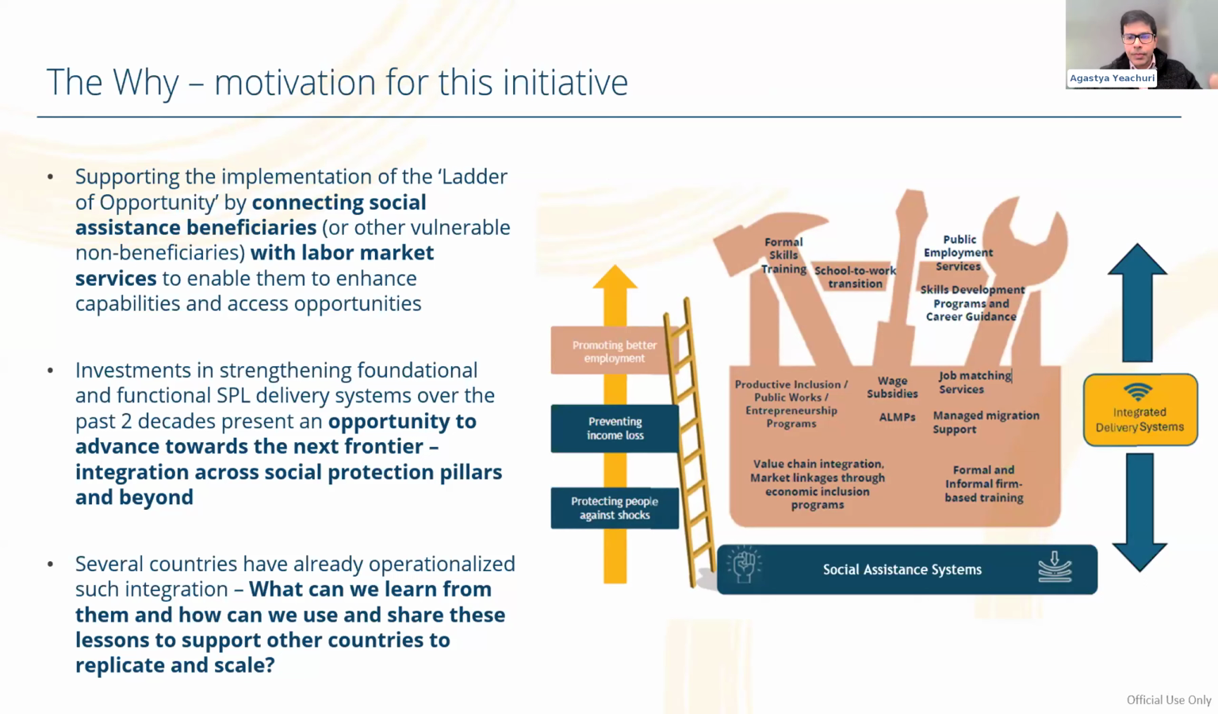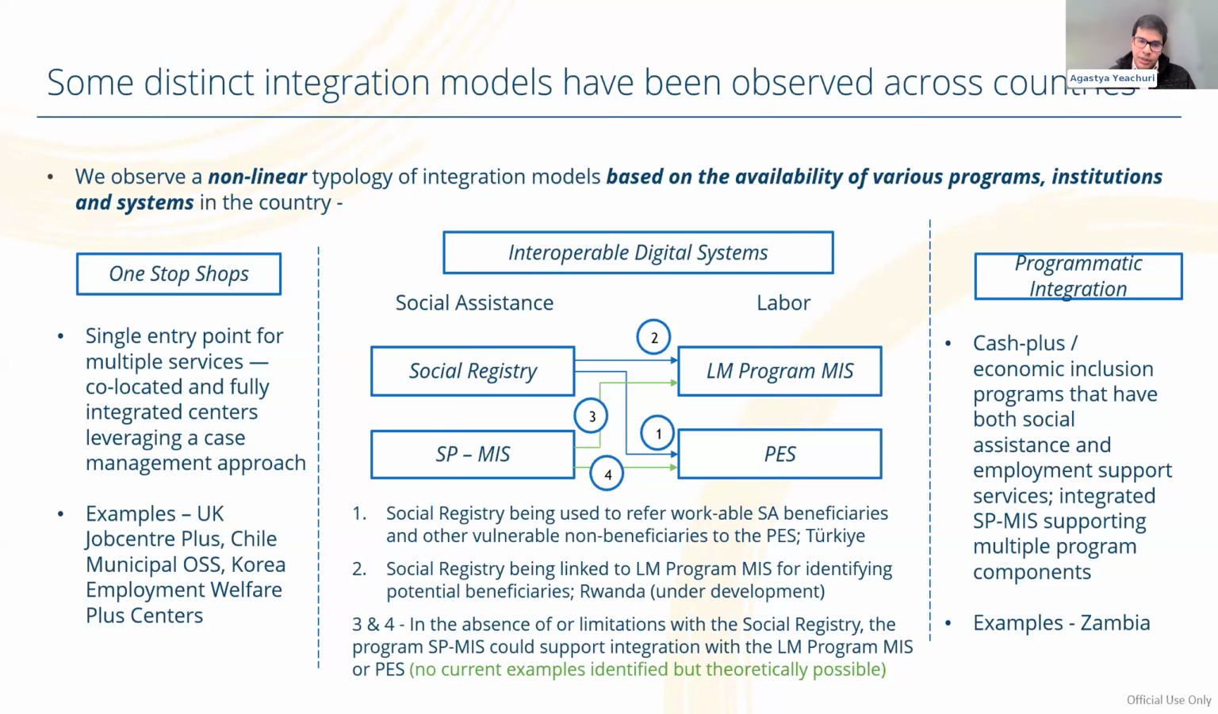In the middle, you have interoperable digital systems, which we've seen the use cases and demonstrations of just now from Thomas, where you have the social registry linking with a labor market program MIS or with the public employment services, depending on how the systems and institutions are structured in the country. You can also have similar interfaces between the social protection MIS as well as the labor market program MIS or public employment services.